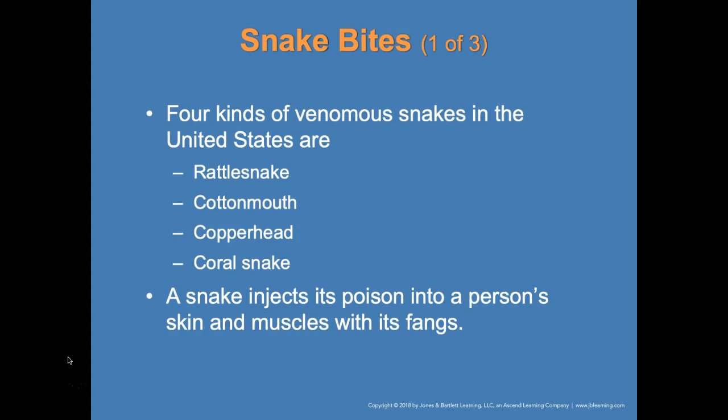The snake will inject its poison into a person's skin and muscles with its fangs. So some of you might know that adult snakes have some sort of control over how much toxin they inject into a person. The younger snakes that are just hatched, just out of the egg or whatever, they don't have as much control. So with the adult snakes, if you get bit, you might receive a smaller dose, whereas those young snakes can inject all of their poison all at once. They don't really have much control over it.